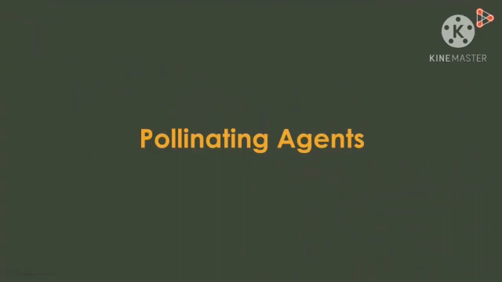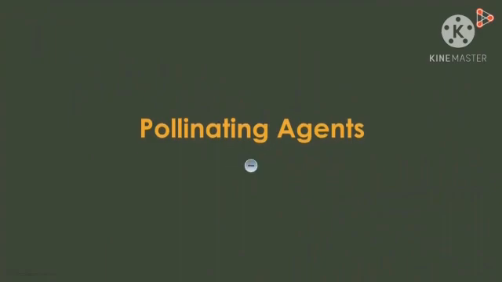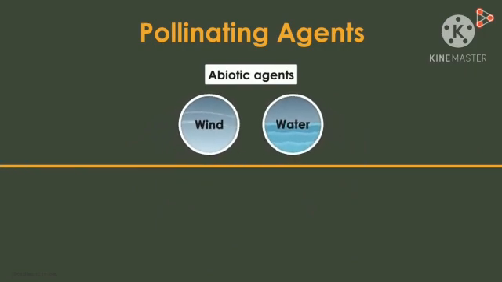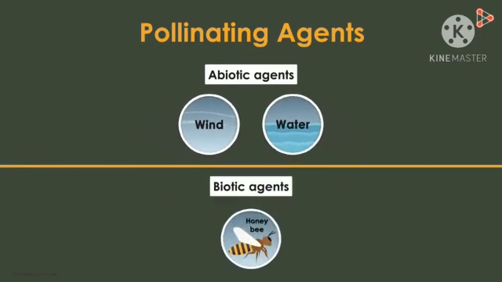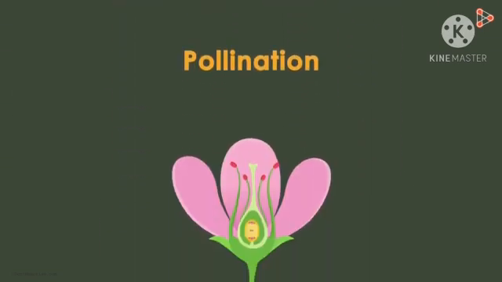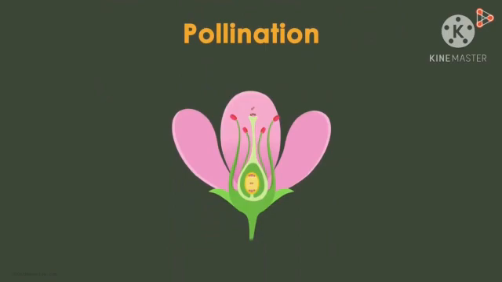There are several agents which aid the process. Agents such as wind and water are the abiotic ones. On the other hand, biotic pollinators such as bees, bats, moths, and birds also help in the process. The process of pollination makes sure that the pollen grains safely land on the stigma. But what happens next? Does this lead to fertilization directly? We're going to find that out later next week in our next lesson.